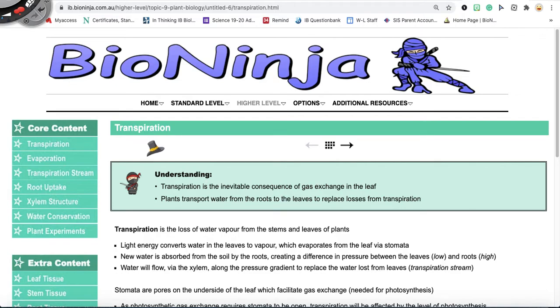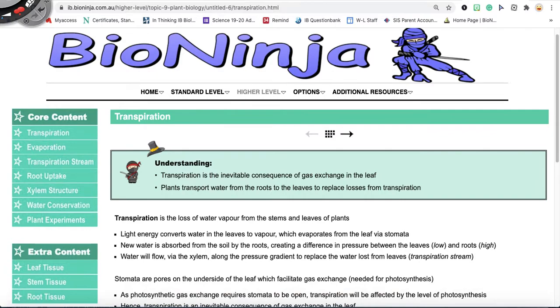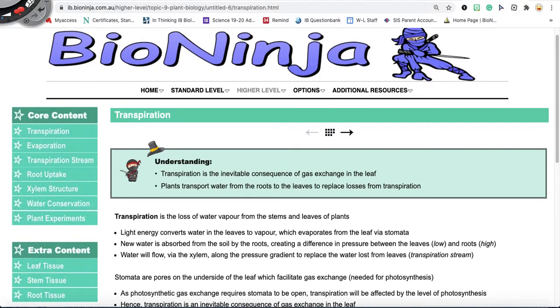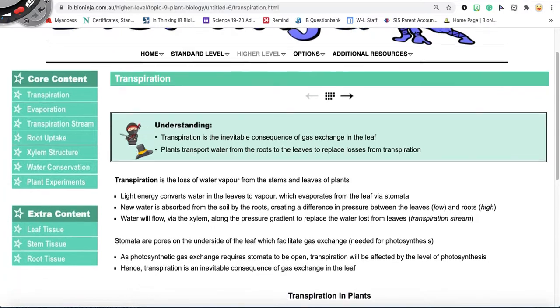Bio students. So today we start topic 9, and we're going to start with topic 9.1, which is xylem transport. So we're going to learn the function of xylem, which is a tissue in plants, and we're going to see what happens as a result of this xylem working. So we're going to start by looking at transpiration and evaporation, some of the similarities and some of the differences.